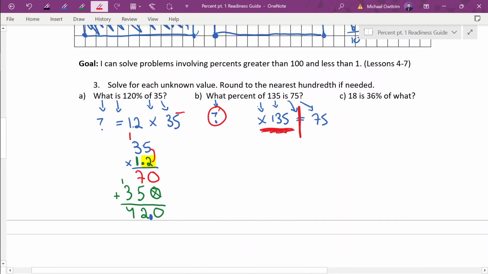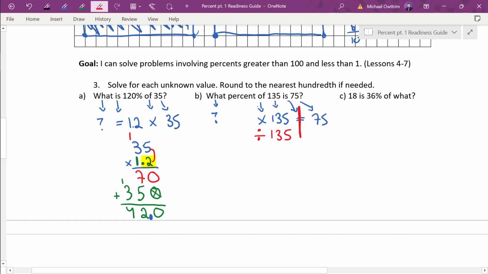There is other stuff on its side of the equal sign. And so we need to solve. And when we solve, we have to undo what's being done to our question mark. So our question mark's here, and it is being multiplied by 135. To undo that, we have to do the opposite, and the opposite of multiplying is dividing.